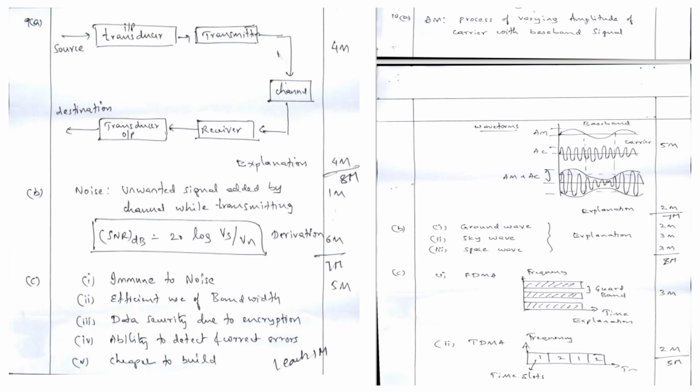And what is FDMA and TDMA? So you will be drawing the time to frequency graph, that is the diagram, and then you will be explaining what is TDMA and FDMA in detail. So with the diagram and explanation, totally it carries 5 marks.